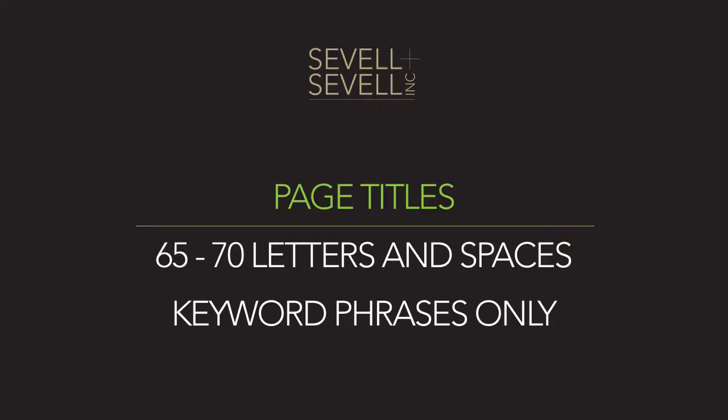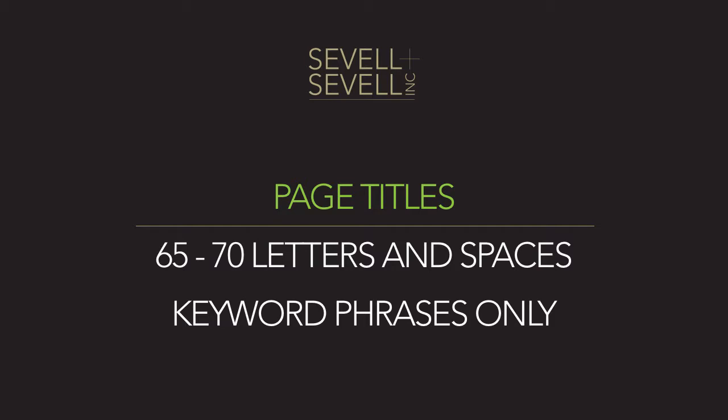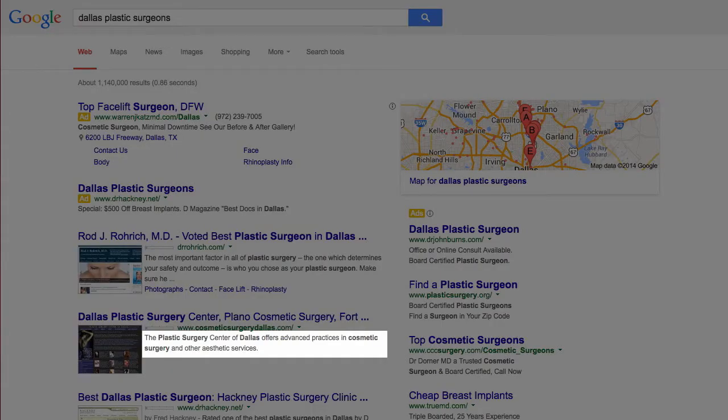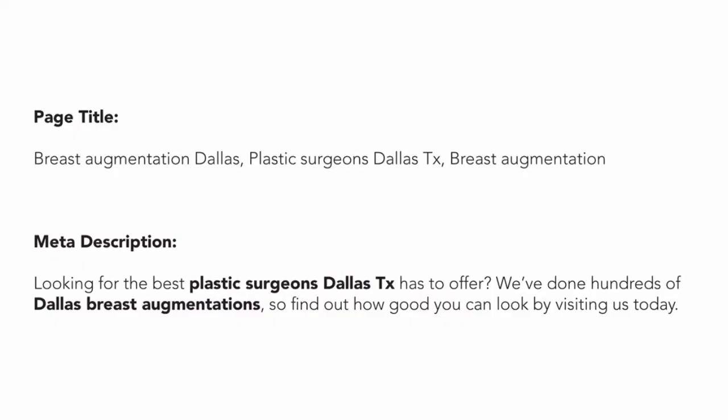The second piece of writing a blog post are page titles, which, as a reminder, are these. And page titles need to be between 65 and 70 characters and spaces, and contain only keyword phrases separated by commas. The third piece is meta descriptions, which are these. And meta descriptions are to be complete sentences incorporating at least 1, possibly 2, keyword phrases within the sentence. And here is an example of a page title and meta description for the blog post we have just written.